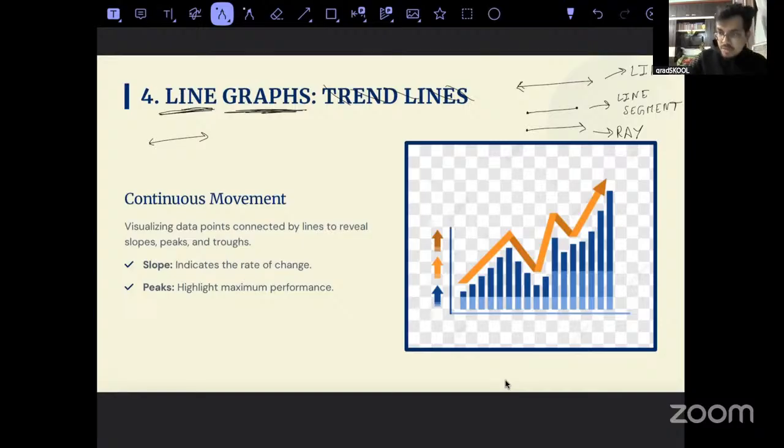So graphs are basically something which represent data in different forms. Because I already told you what is a data, okay? So now what is a graph when we represent it in form of data?